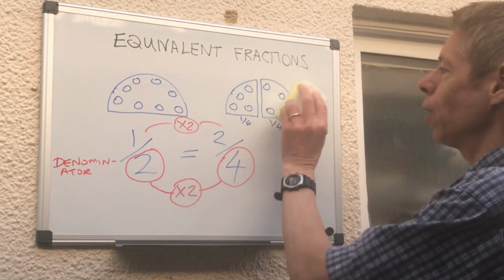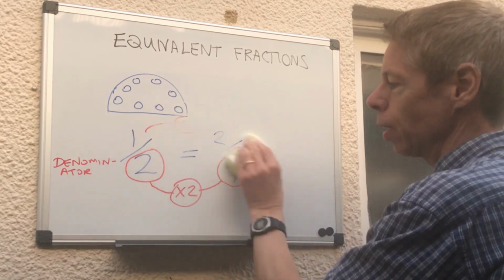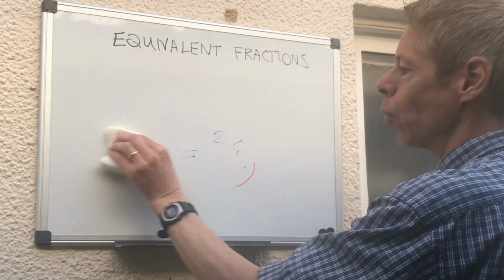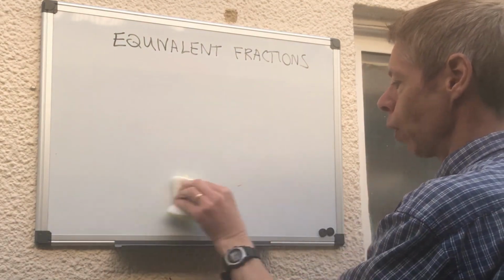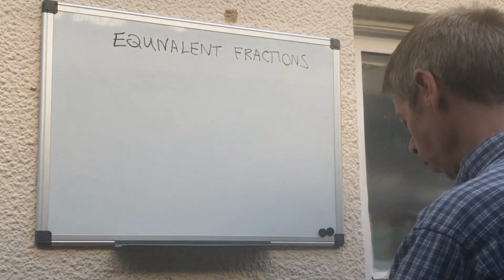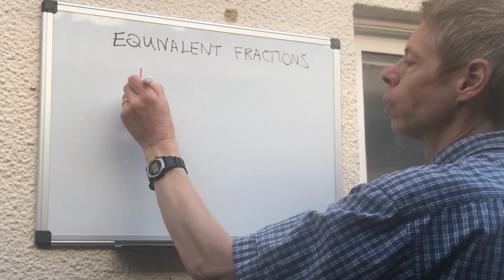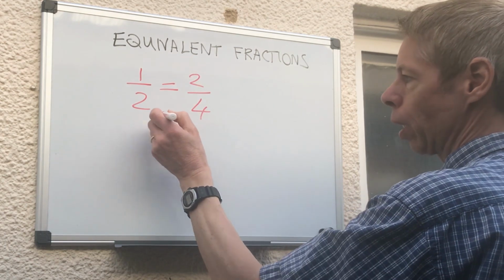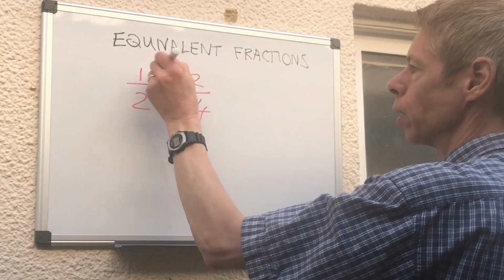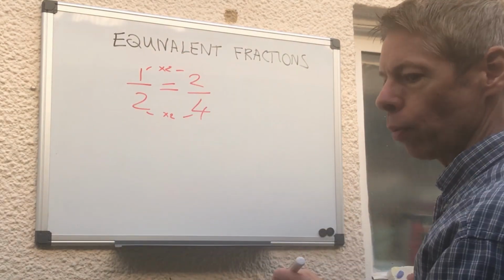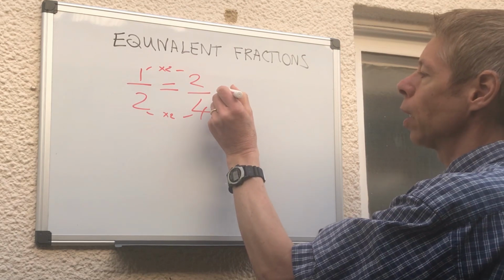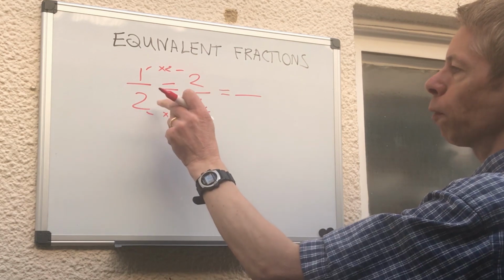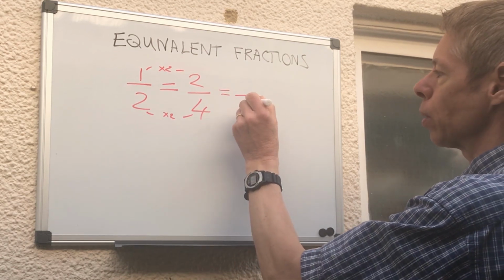So what I'm going to do now, rub out my amazing drawing of the pizza, and I'm going to show you some more equivalent fractions and how we ensure that we've got them done properly. Okay, so we already know that a half is equivalent to 2/4 because we times that by 2, we times that one by 2. So if we just wanted to repeat this sequence here, so if a half is 2/4, how many eighths will it be?